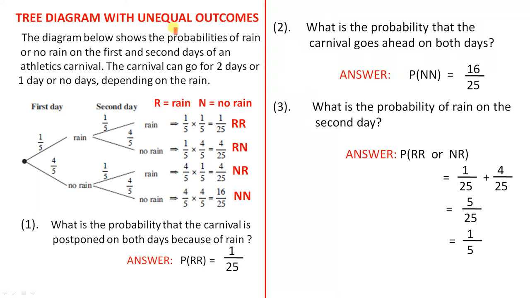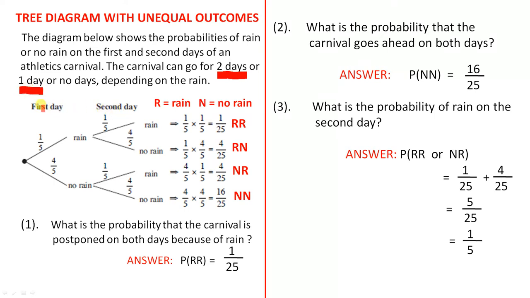Here we have a tree diagram with unequal outcomes. Now I'll explain that. The tree diagram below shows the probabilities of rain or no rain on the first and second days of an athletics carnival. The carnival can go for 2 days, or 1 day, or no days, depending on the rain. So if it rains on a particular day, there's no carnival. So it'll go for 2 days if you have 2 fine days. It'll go for 1 day only if it rains on one of those days.